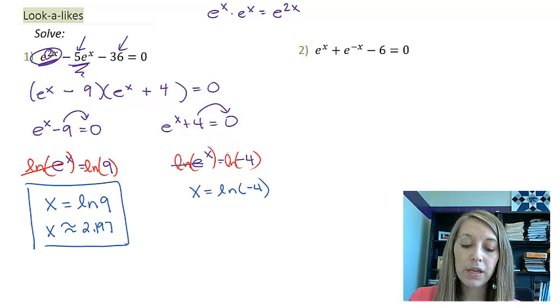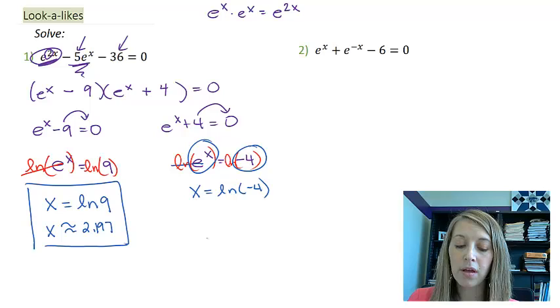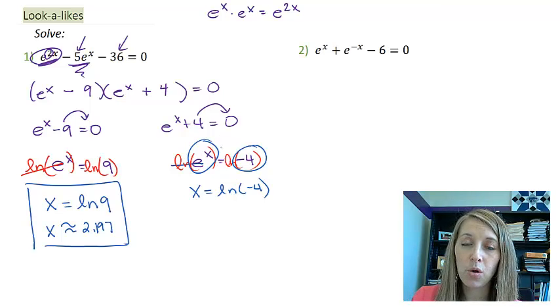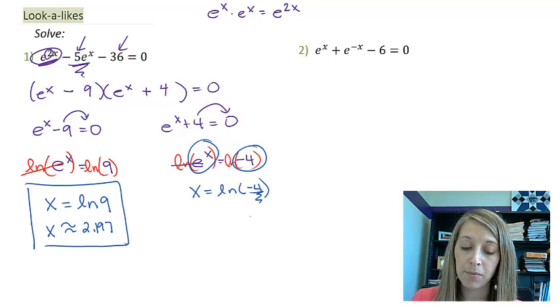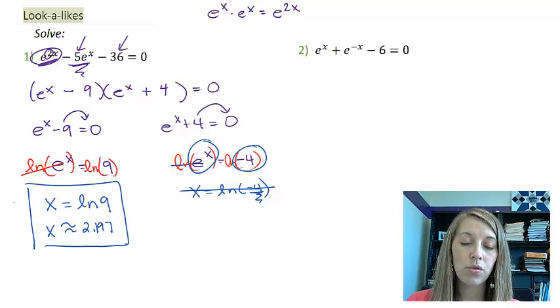We know that we cannot have an exponential equation equal to a negative number because the range of an exponential equation is always positive numbers. Likewise here, we know the domain of my natural log function is always positive numbers. So this one does not give me a real answer, so I actually only have one solution to this equation.